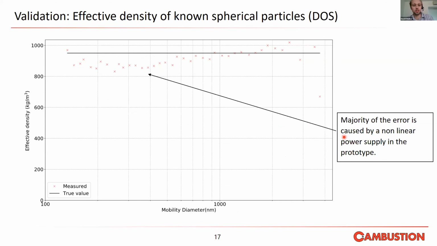The other obvious thing to check is to take an aerosol of known shape, so a sphere, and a known material, in this case oil, and look at its effective density across its size range, of which you'd hope it was always the same. And that is more or less what we've got. Although there is some error here, which after making this measurement, I've traced to a non-linearity in a prototype voltage supply, so I'm not concerned about that.